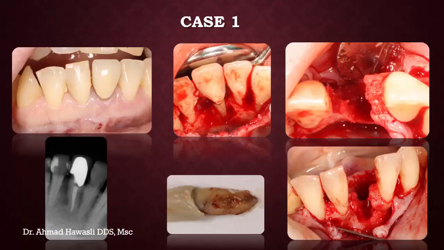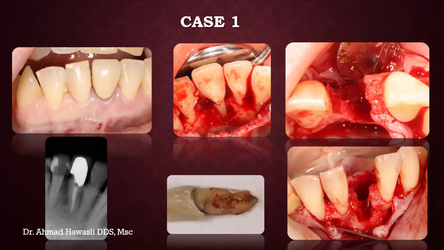So this is the first case I would like to present. A patient came with a deep pocket around the lower incisor, and we can see the tooth on the X-ray. The tooth had a root canal and a crown, and there is bone loss on the mesial aspect. So we decided to do an exploratory flap to see what's going on, and during the surgery we found a crack on the tooth, so we had to extract the tooth.